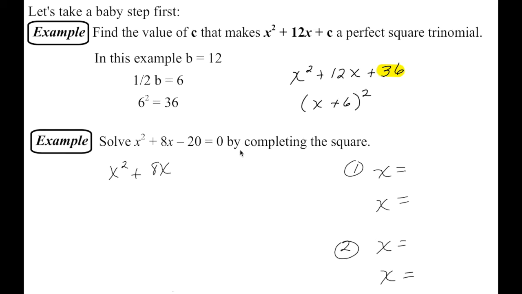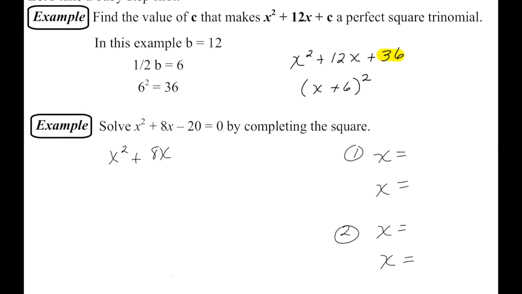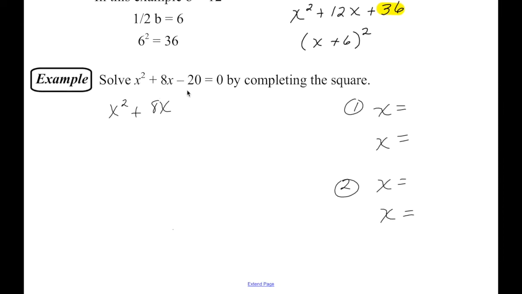So here's one where we're going to go all the way through and actually complete the square and solve it. First of all, we're going to move the 20 to the right, or add 20 to both sides. So we're going to get x squared plus 8x is equal to 20. And then half of 8 is 4.